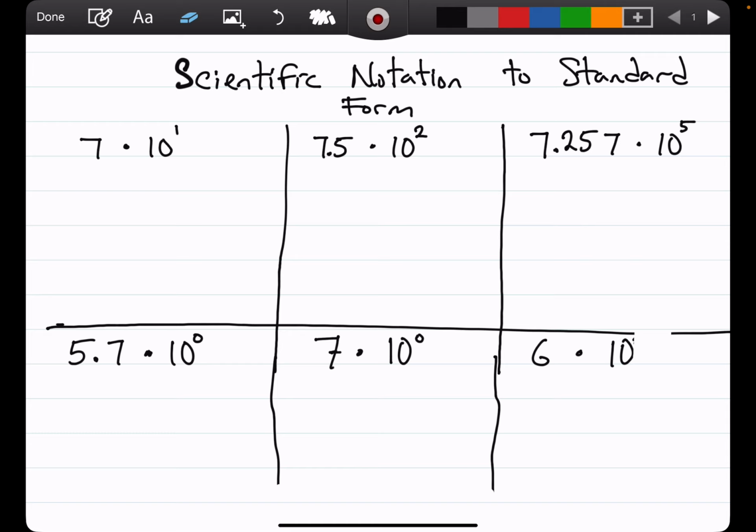Now, this is what I do. I'm going to write the 7 first. This is 7. Right now, do you see any decimal point on 7? No. So when you don't see it, think of money. Where is the decimal point on the money? On the right side of it. So picture the decimal point right here. And the exponent is what? 1. So it tells me to move the decimal point one place to the right.